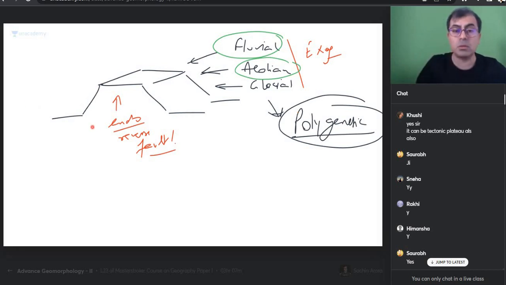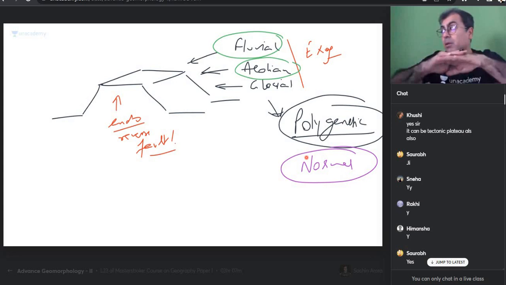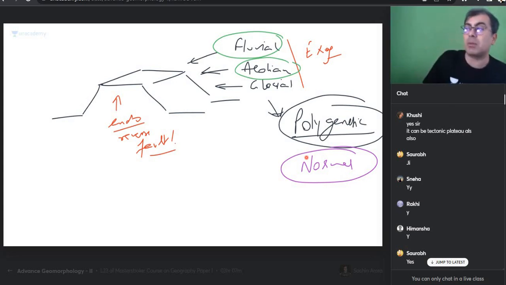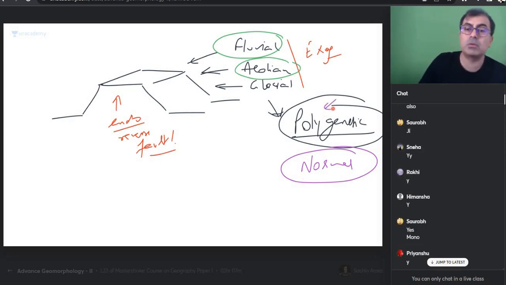But what does he use the word? Normal cycle. And since he's talking about Appalachian region, that temperate region, it also comes to the conclusion that he's talking about the fluvial ones. True or not, everyone? और वो polygenetic तो नहीं सोच रहे.